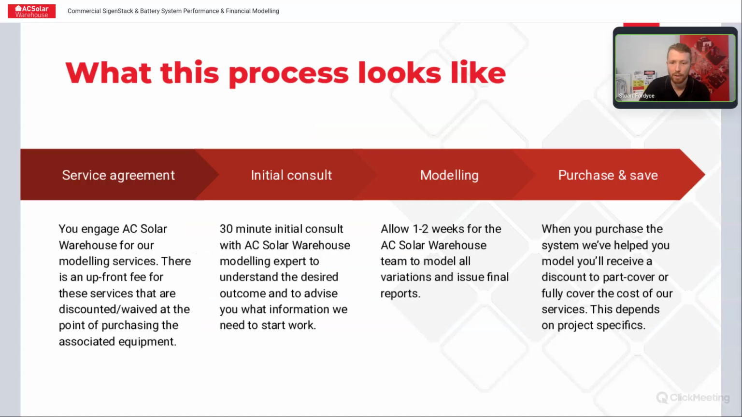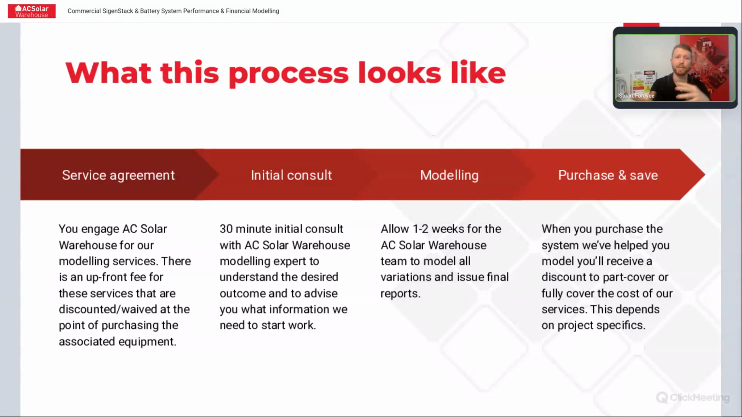So what does this process look like? So there's no surprises. What it looks like is you come to us and you say, look, AC Solar Warehouse, I've got this project. What can you do? How can you help me? We talk you through all the things I just spoke about, what the fees are, how it's going to work, how much time it's going to take. And we come to an agreement of how we're going to proceed. And typically, depending on the type of services and the size of the job, we will say, look, the fee is X, and there is an upfront fee for these modeling services.